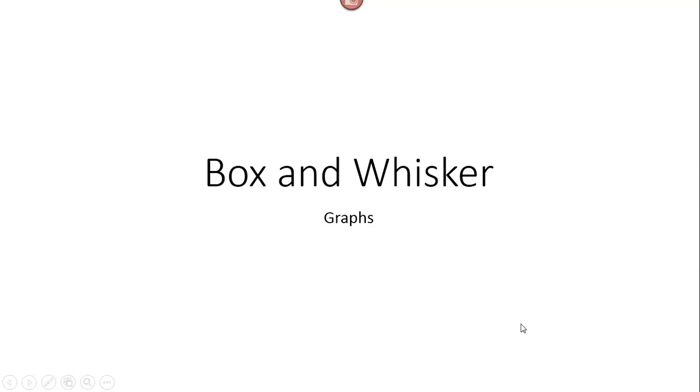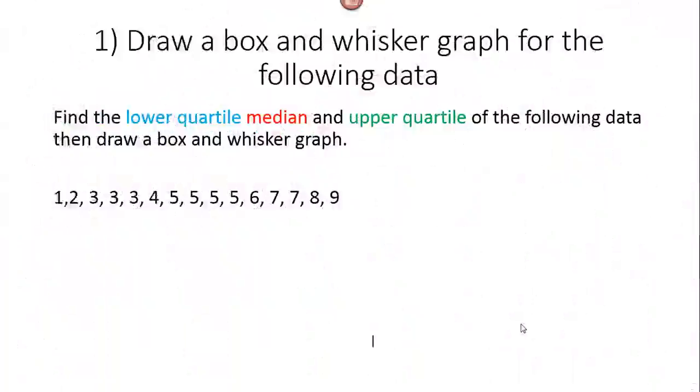Box and whisker graphs. These graphs are used to show spread, and they quickly and simply show spread. And I'm going to run through a few examples and show you how to produce those from a raw set of data. So here's the first example.